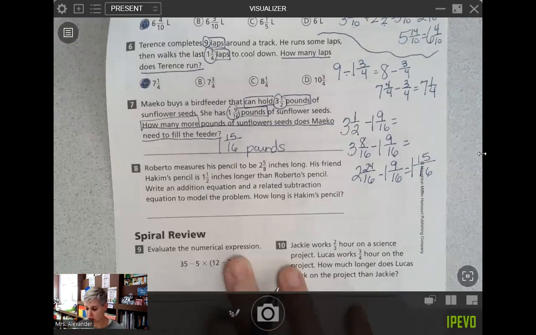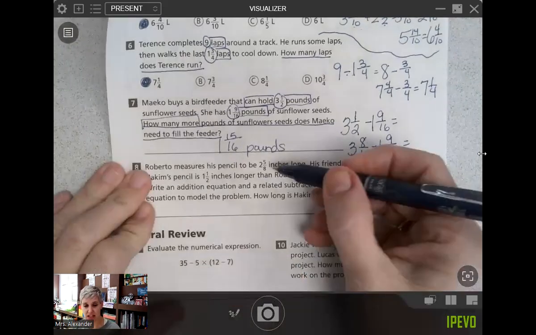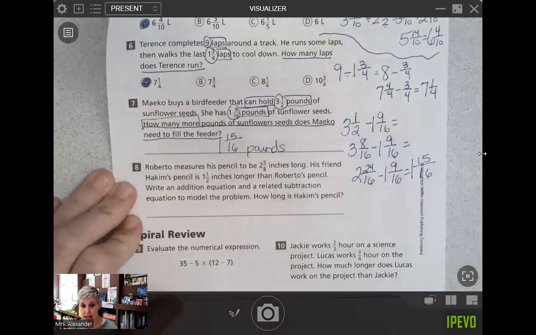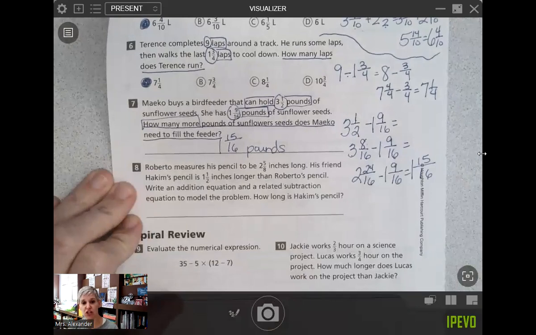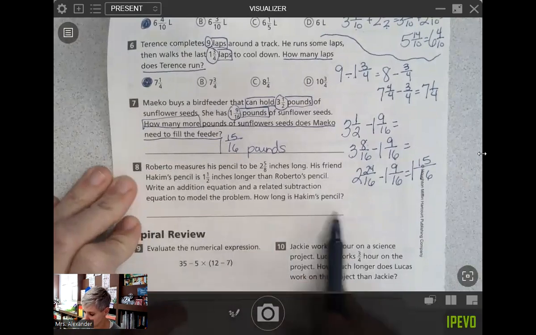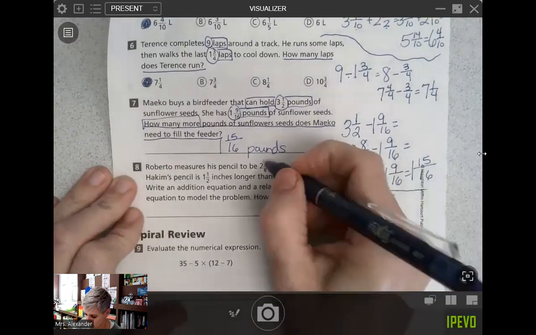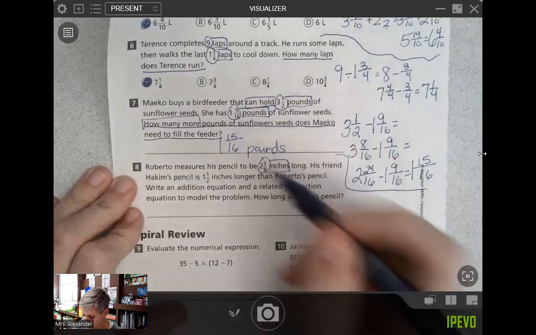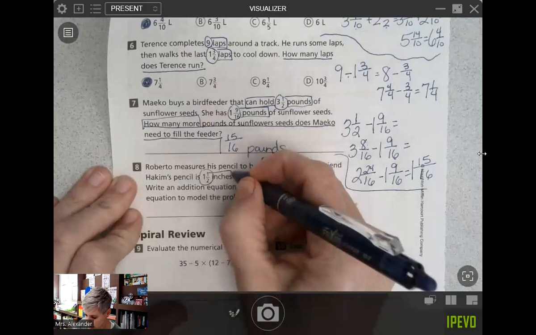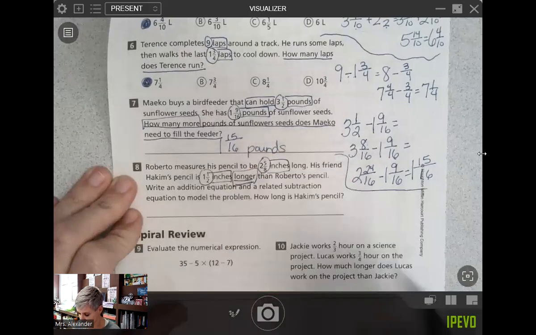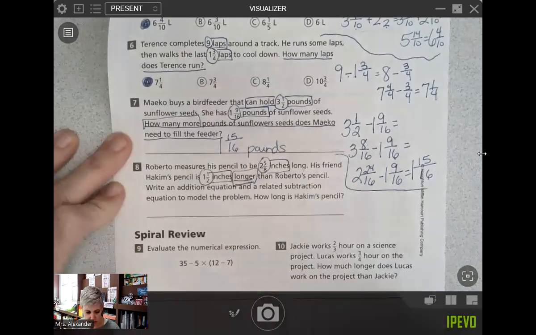Roberto measures his pencil to be 2 5/8 inches long. His friend Hakeem's pencil is 1.5 inches longer than Roberto's pencil. Write an addition equation and a related subtraction equation to model the problem. How long is Hakeem's pencil? So 2 5/8 inches, that's Roberto. Hakeem is 1.5 inches longer. That's important.